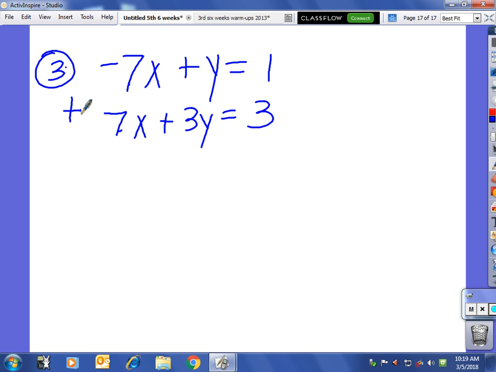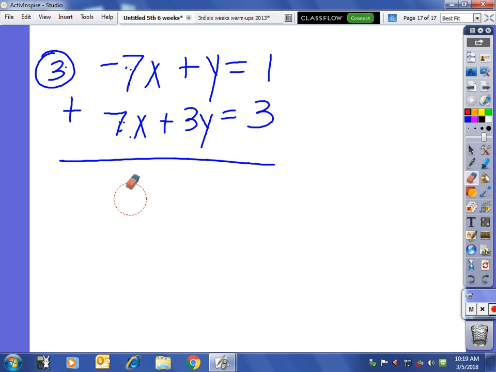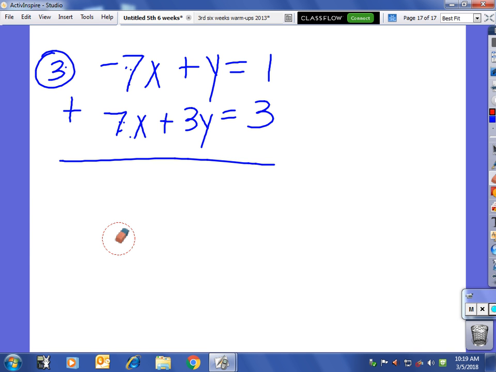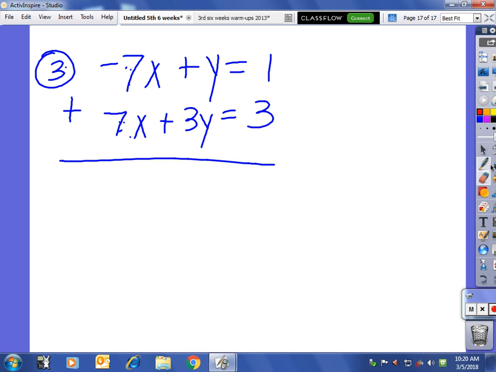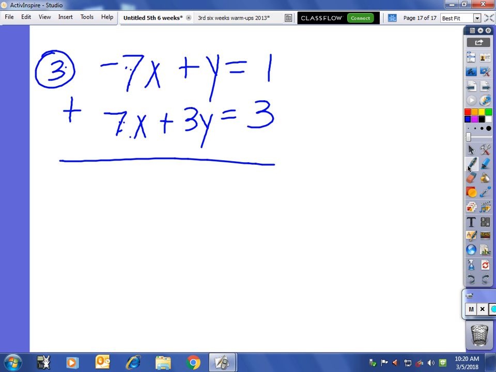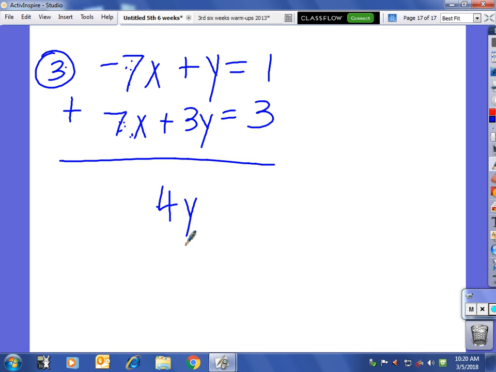And how do I eliminate it? Just by adding these two equations together, because negative 7x and positive 7x just cancel. What did you get when you added these two equations? If I add these equations, the x's cancel. 1y plus 3y is positive 4y. 1 plus 3 is 4. What is y? 1.